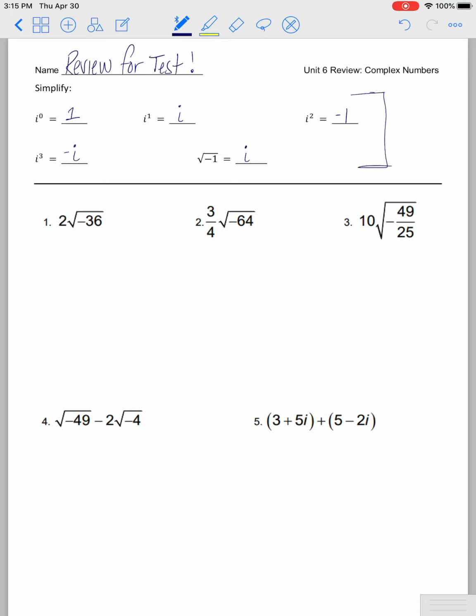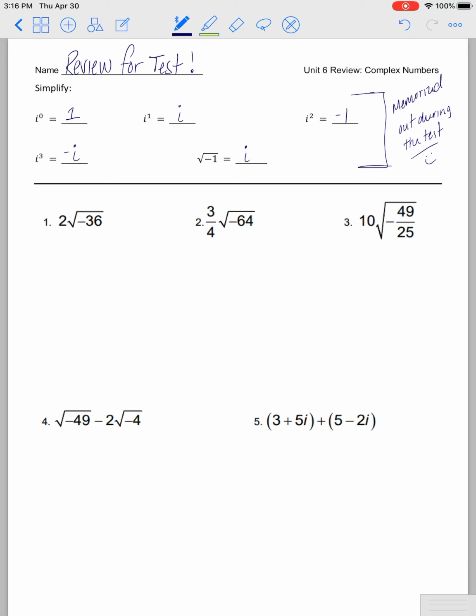I am going to tell you that these at the top, you are going to want to have these either memorized or at least have this out during your test so you can refer back to it. We're just going to consider it legalized cheating, okay?